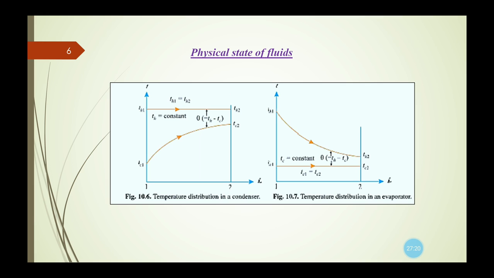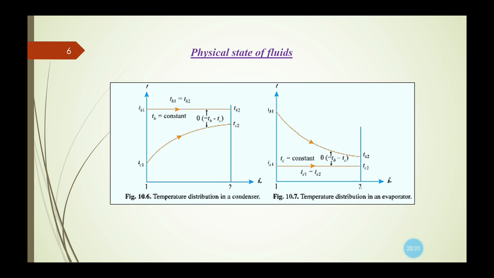Next, based on the physical state of tubes, the heat exchangers can be classified as condenser and evaporator. So what happens in case of a condenser? In case of a condenser, the condensing fluid remains at constant temperature throughout the heat exchanger, while the temperature of the colder fluid gradually increases from the inlet to the outlet. The hot fluid loses latent part of the heat which is accepted by the cold fluid.